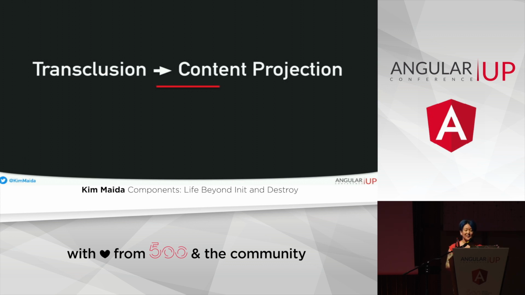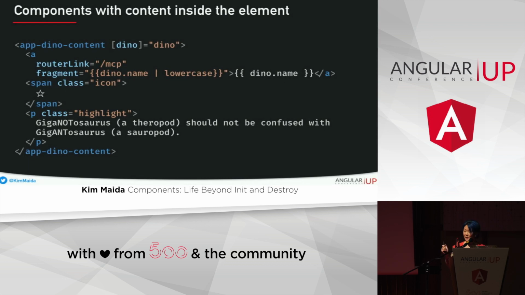Transclusion was sort of a weird term that nobody could see and understand automatically what it was going to do. So content projection is components with content inside the element, projected in from the parent.